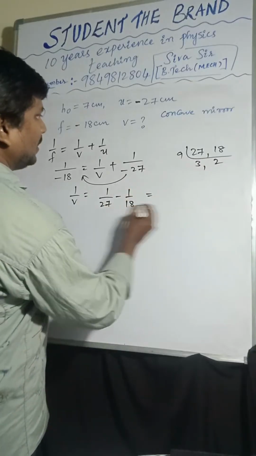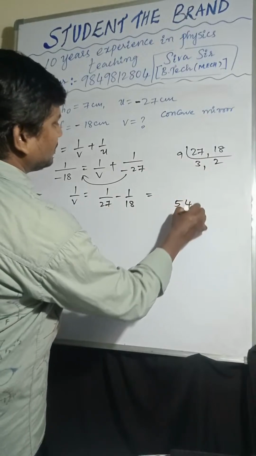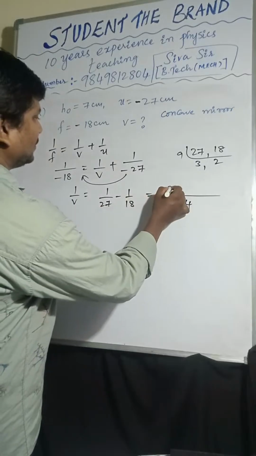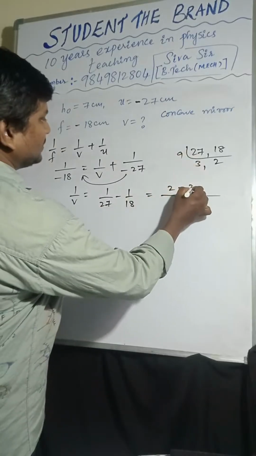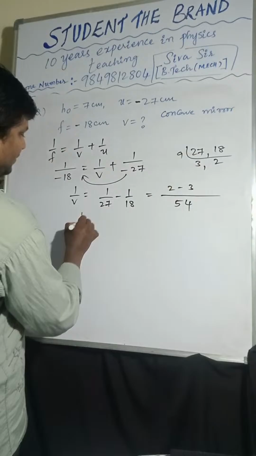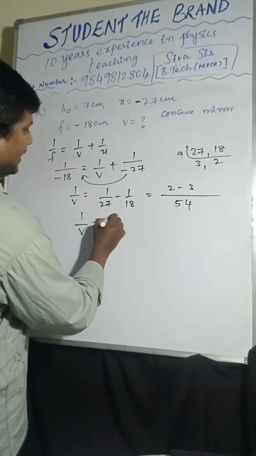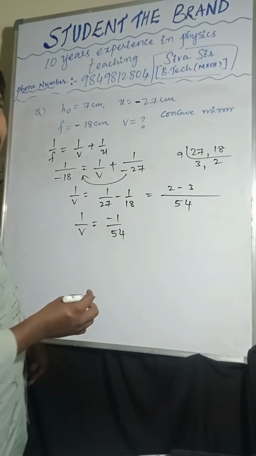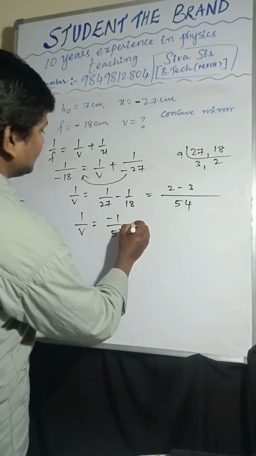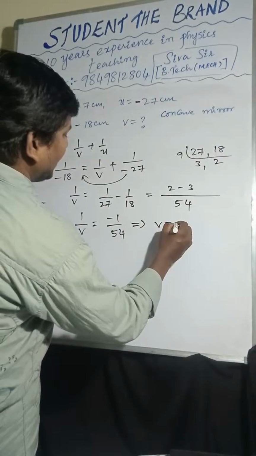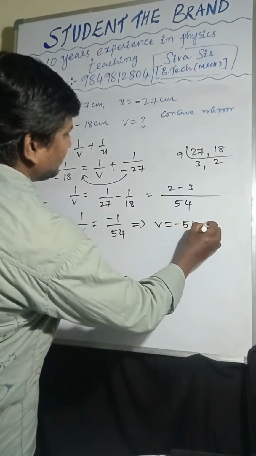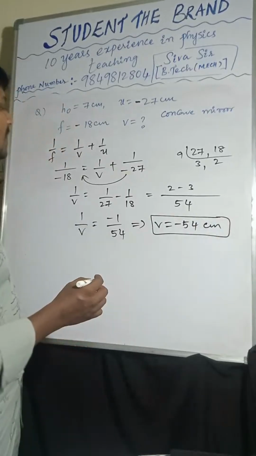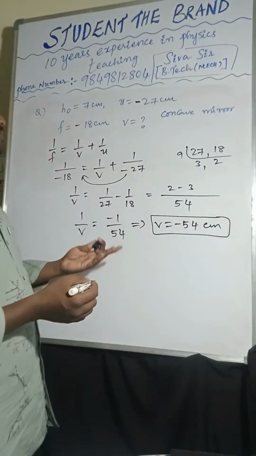So now I am considering 54. 27 twos, 18 threes. Then we get 1 by v equal to minus 1 by 54. So that is the value. Now v value is minus 54 centimeter. That's enough. So the screen must be placed there.